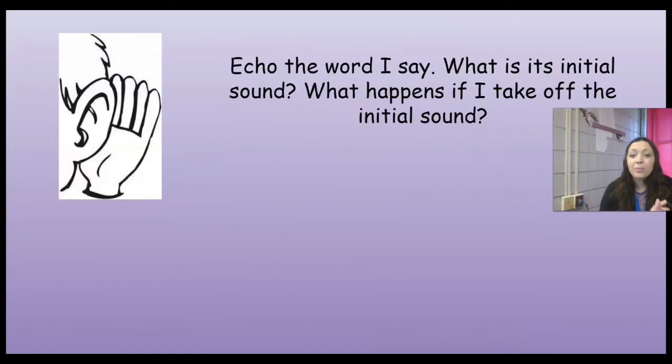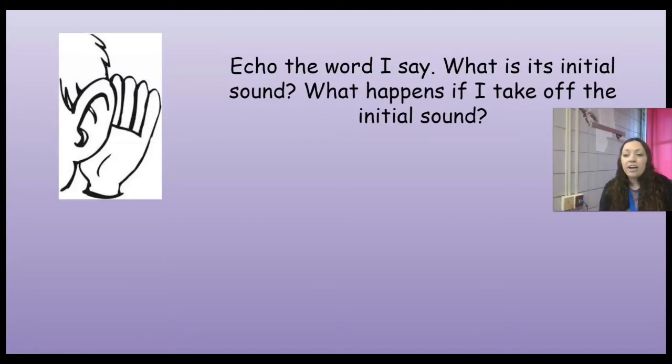All right, so we're going to play a game where I'm going to say a word and you're going to echo it back to me. And then we're going to try to figure out what the initial or beginning sound is, and we're going to take that sound off. We're going to what we call delete that initial sound. Are you ready? So if I say the word cup, cup, what's the initial sound? K. Very good. So if I have cup, I take the k off and I'm left with up. Very good. What about tape? Tape. The initial sound is T. Very good. And if I take that T off, tape, I'm left with 8.